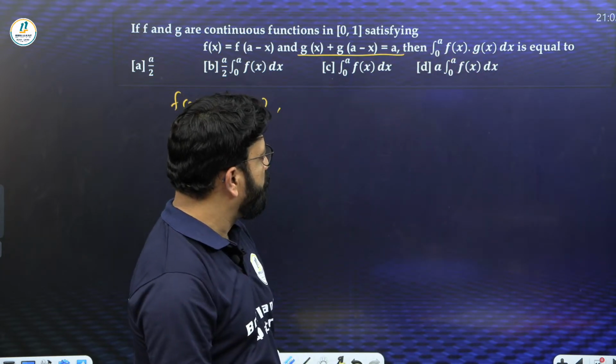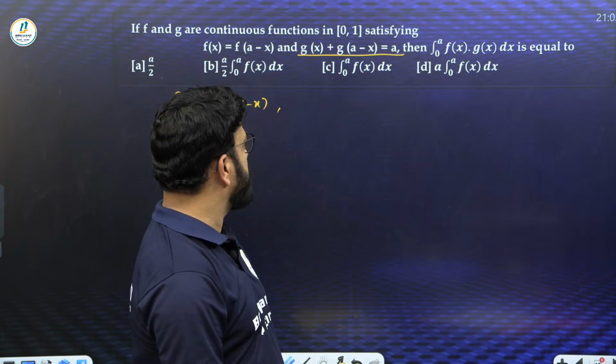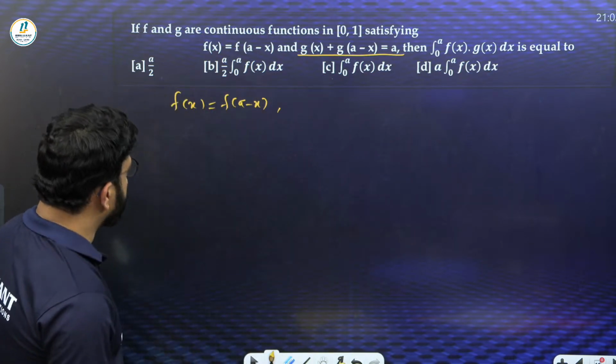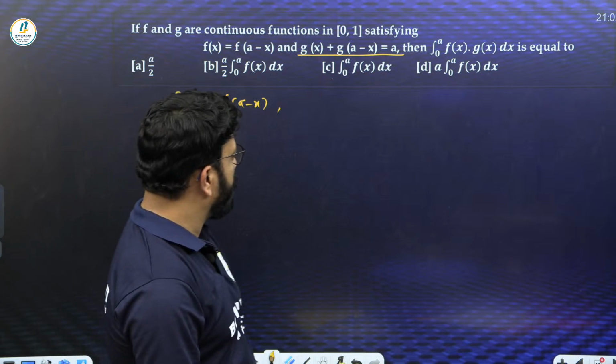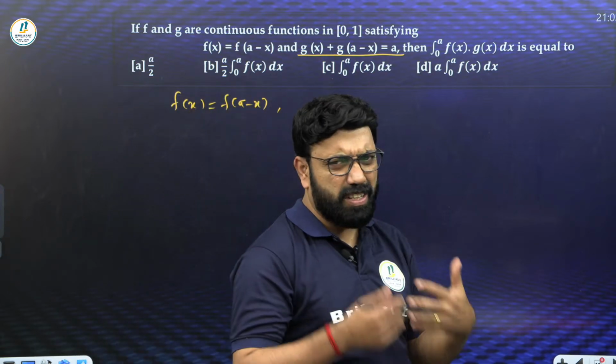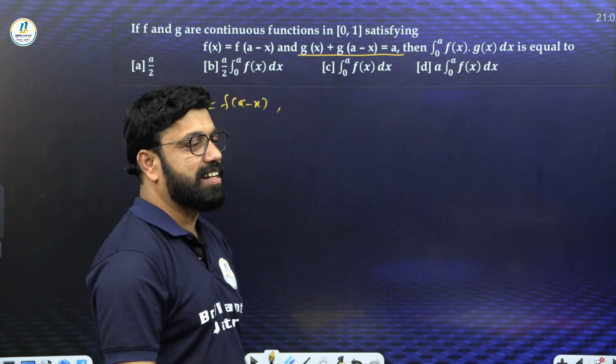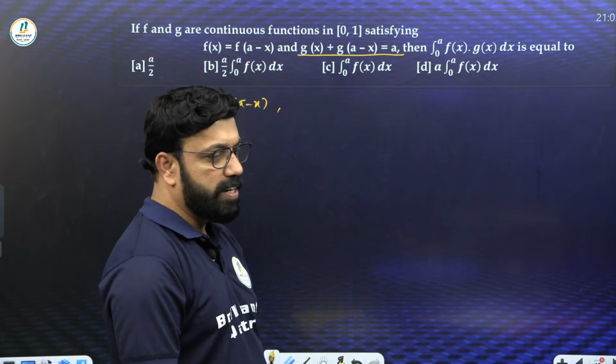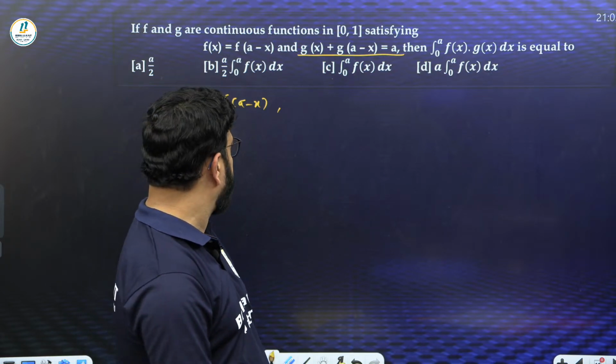The integral from 0 to a of f(x) g(x) dx is equal to which of the options here: a by 2 times the integral from 0 to a of f(x), or the integral from 0 to a of f(x), and so on. Very similar answers are coming. Which will be the right answer? Hope it's a different question from the previous questions.